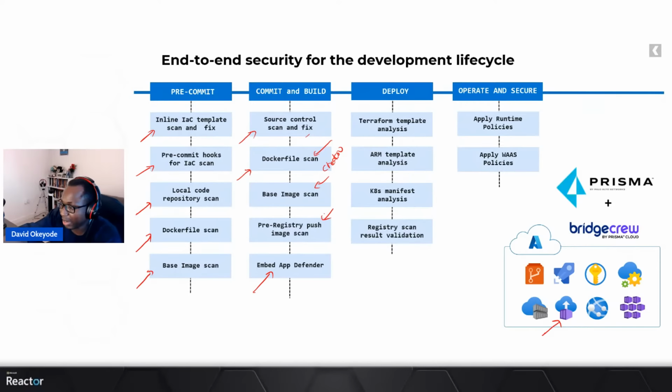Now for the deployment stage, I'm going to be looking at the infrastructure as code that's being used to deploy the resources in the environment. I'm looking at the Terraform template, and I'm analyzing that for security and compliance issues. I'm looking at the Azure Helm template, and I'm analyzing that for security and compliance issues. You can add another one if you're using Bicep templates to do the analysis.